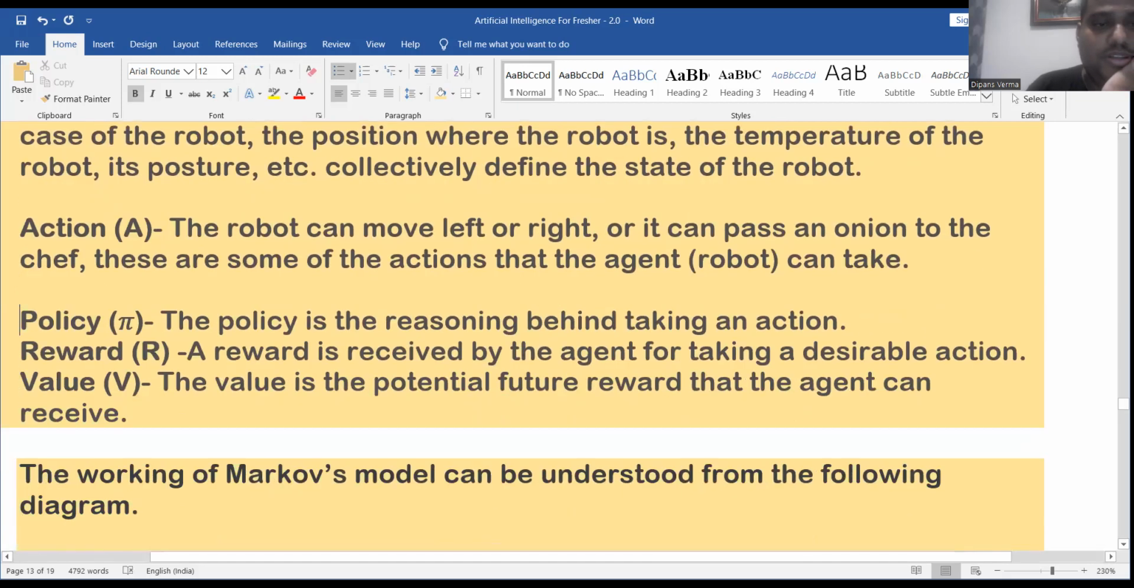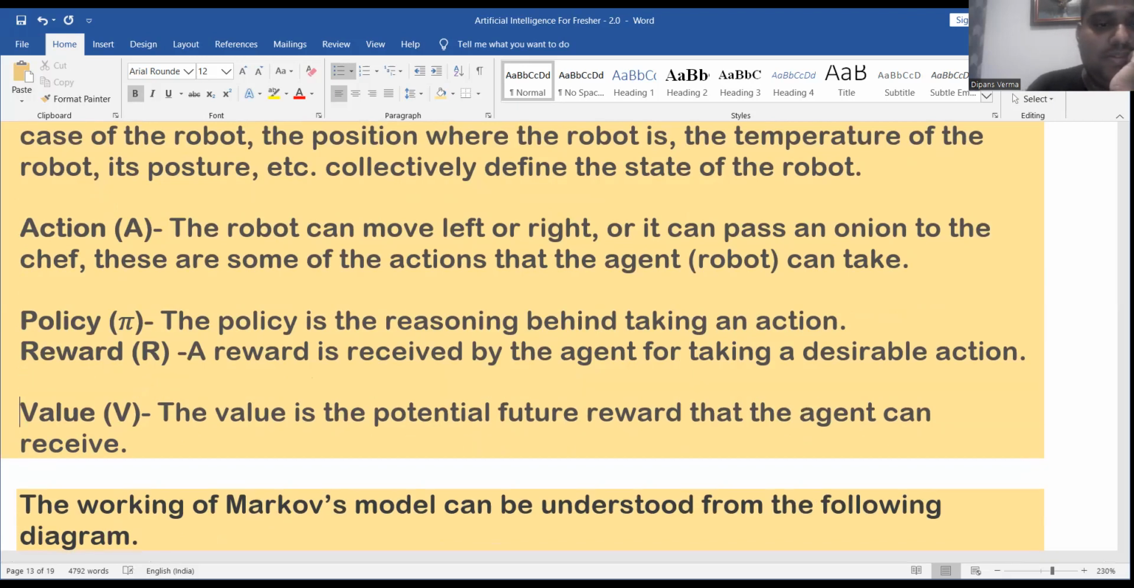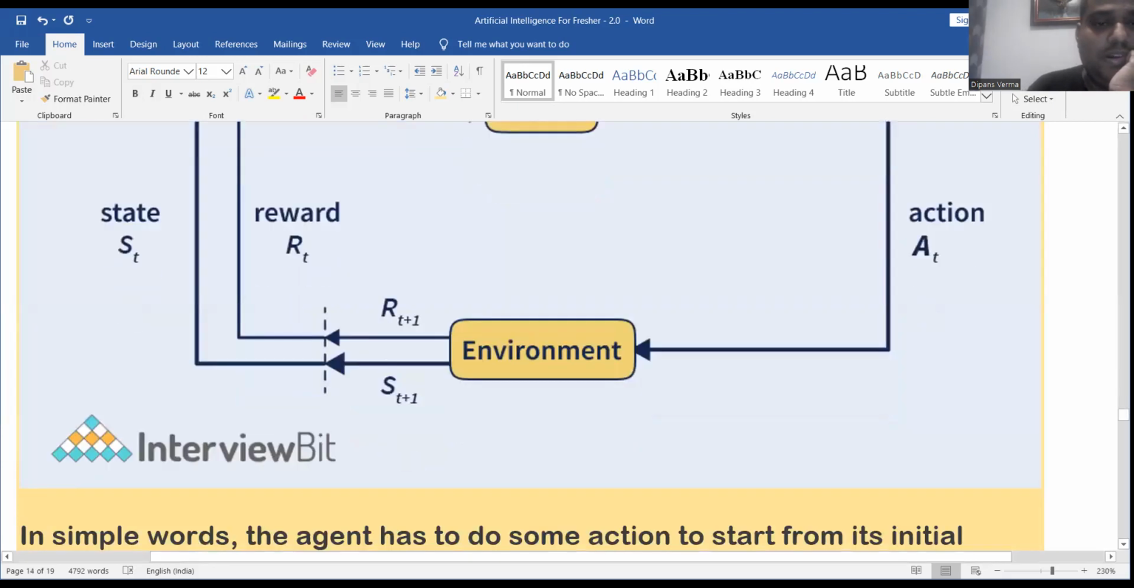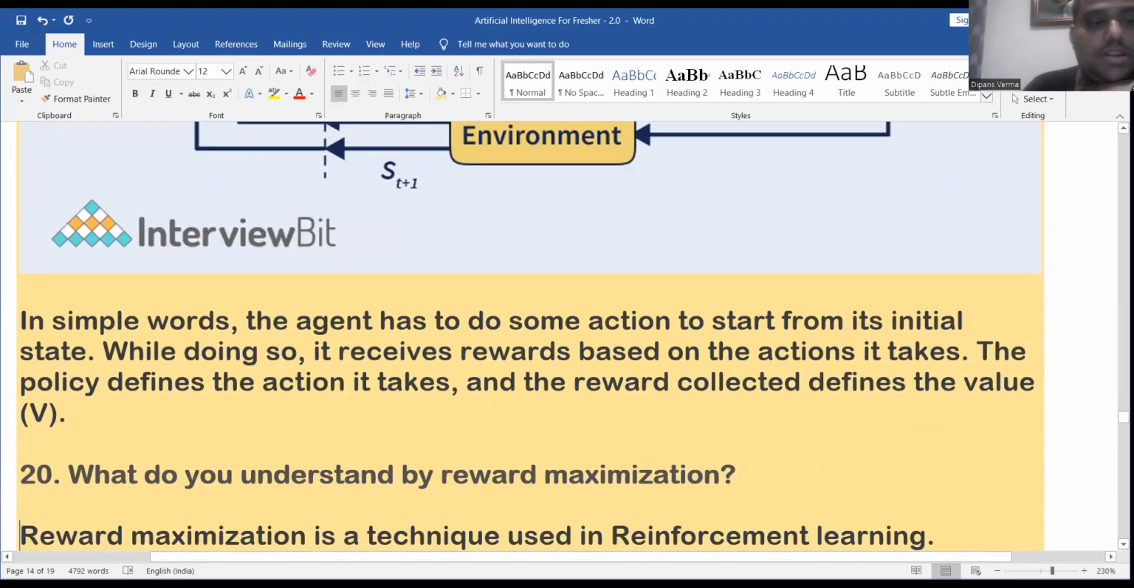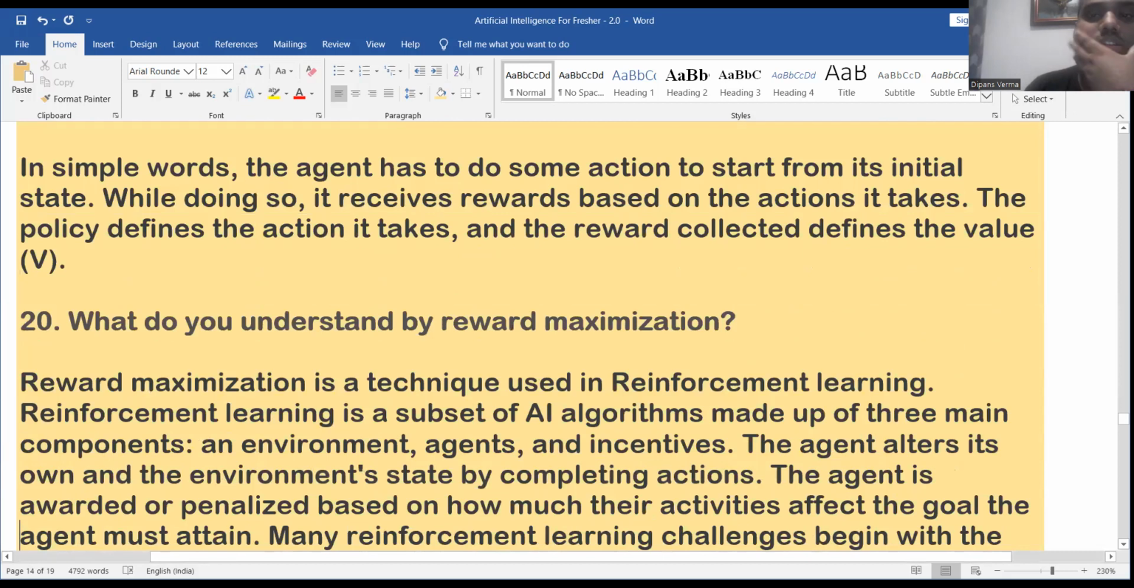We can check the policy. The policy is the logic behind taking an action. Reward is received by the agent. Value is the potential for the future, right? So these are in the diagram. You can check it, right? The agent has to do some action task starting from the initial state. While doing so, it receives reward because of the actions taken.